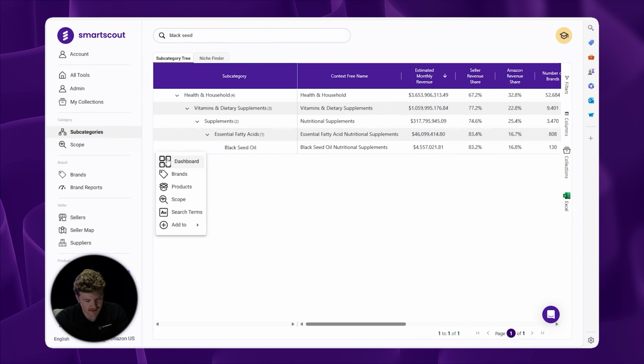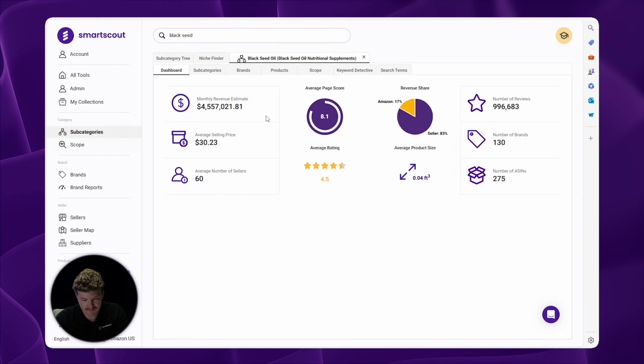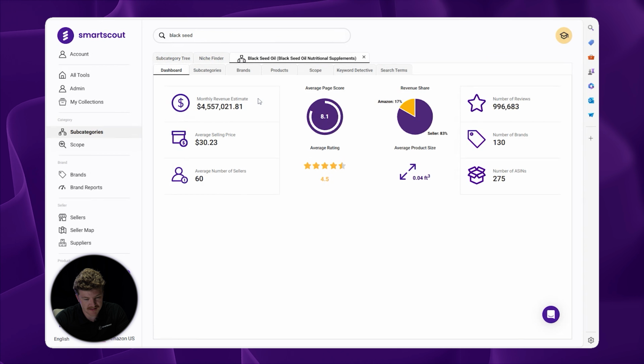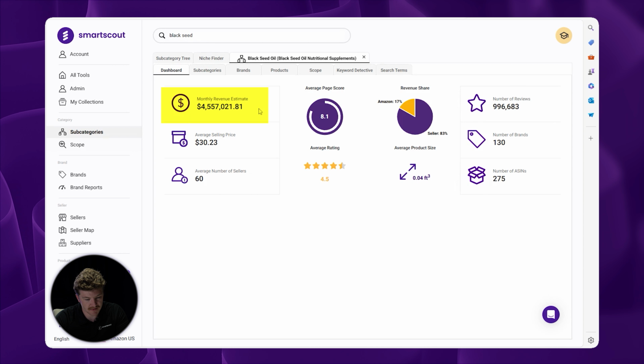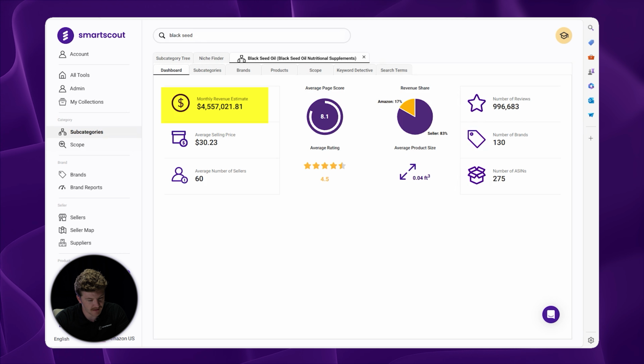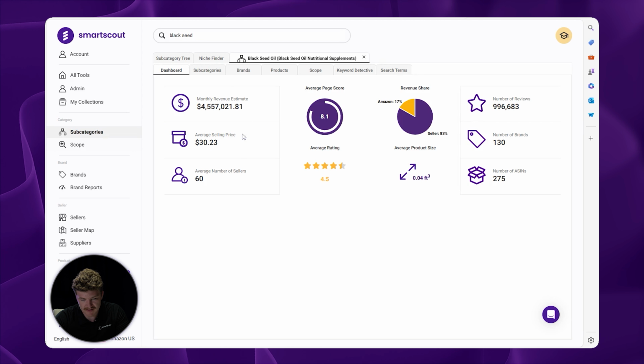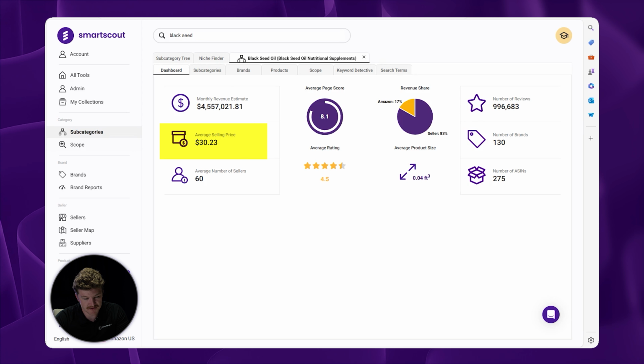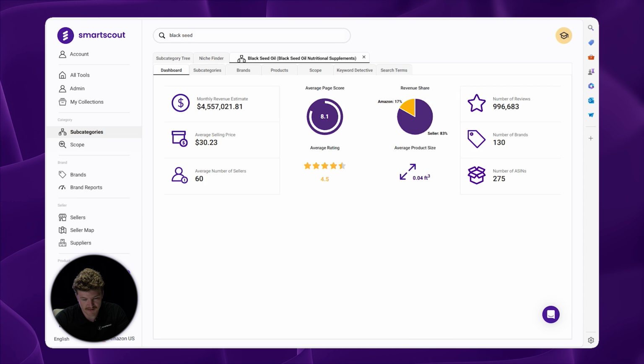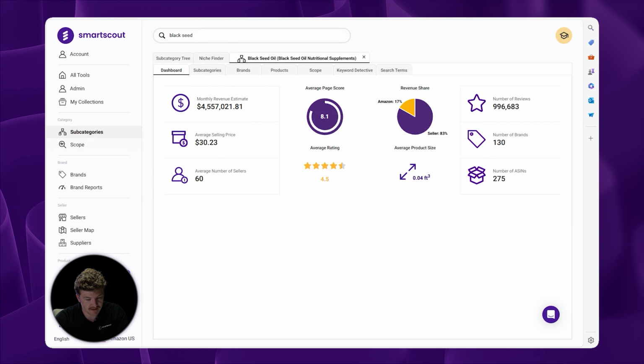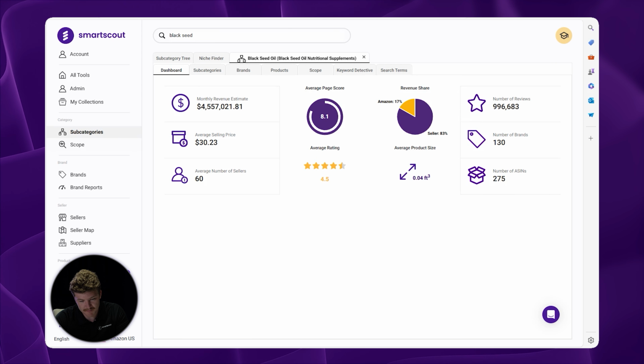From right here, we want to jump into the dashboard itself. We're looking at Smart Scout. We can see that this overall subcategory, again, our goal here is to identify gaps in this market. Now we can see that this monthly revenue estimate is about $4.5 million in the last 30 days. Average selling price is $30. That's great. That falls within our target selling price. We can also see the average page score is 8.1, which is pretty solid, right? The brands here, our competitors, are pretty well optimized for Amazon.